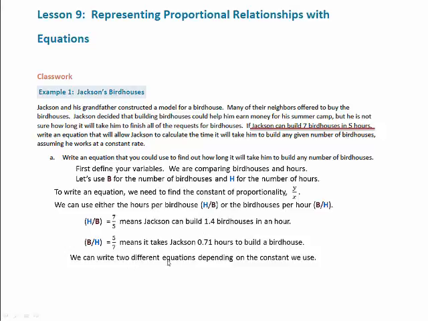So we can write 2 different equations depending on which one of these we use. If we write b equals 7/5 times h, this lets us find the number of birdhouses Jackson can build in an hour, or in h hours.